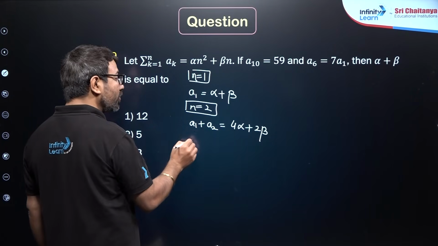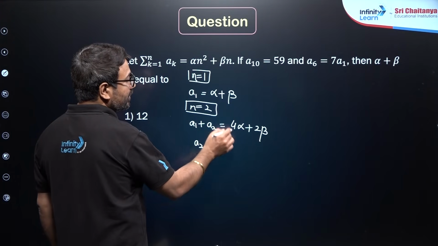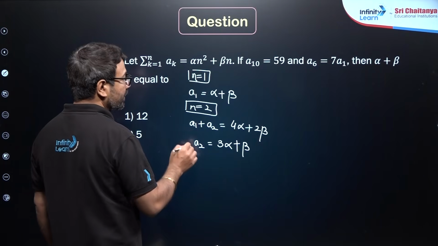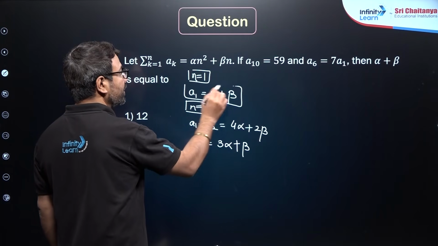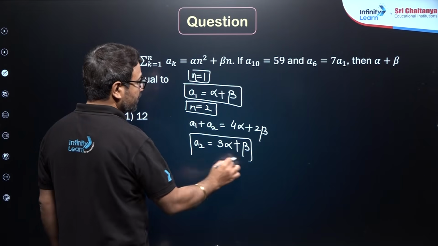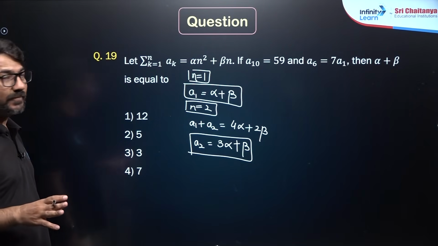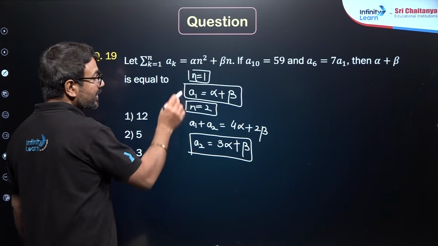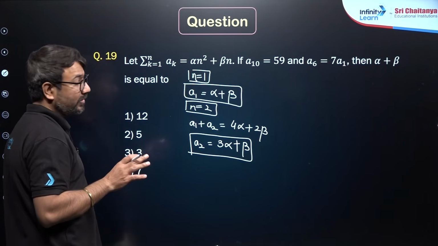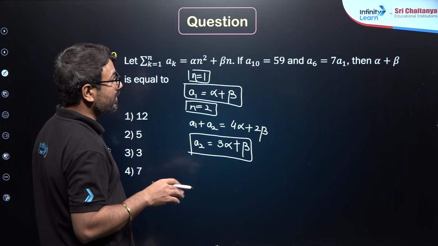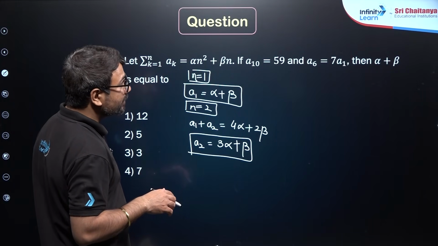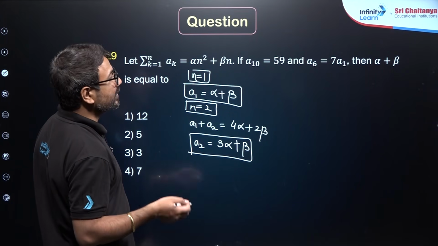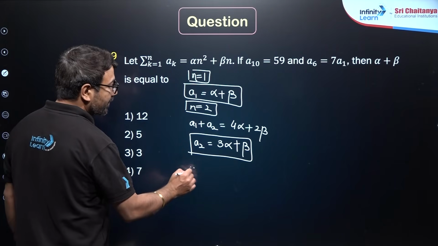In this way, if only a2 you have to find out, so 4 alpha minus alpha, it will become 3 alpha plus beta. So this is the a1 value and this one is the a2 value. I hope this is clear to you. In the same way, my dear students, you will be observing that this is an arithmetic progression going on. So in this particular situation, they have said that the value of a6 is 7 times a1. So find the common difference.